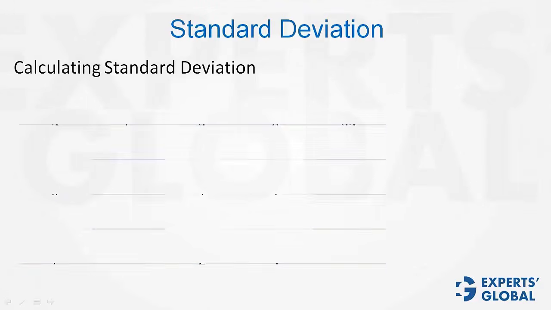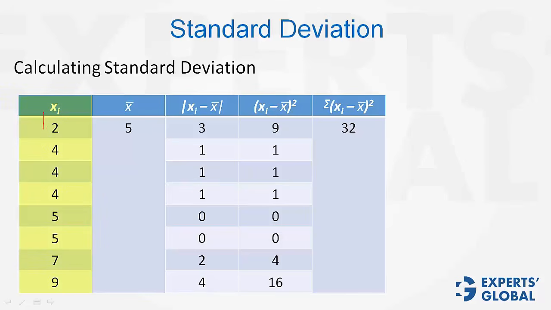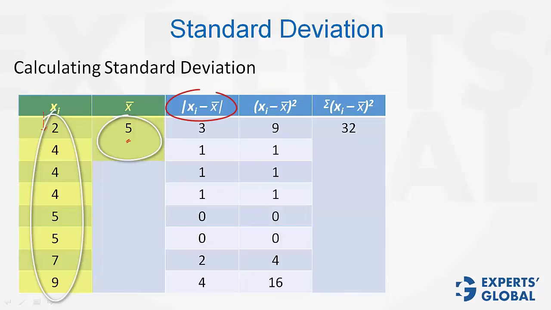We go about plotting these values. See, the first column represents the 8 values as they are. The second column represents the arithmetic mean of these 8 values, which is 5. And then the difference between the respective value and the arithmetic mean. The sign doesn't matter. It's about the deviation. Whether it's less or more, it doesn't matter. That's why the mod sign. Therefore, |2 minus 5| equals 3. |4 minus 5| equals 1.